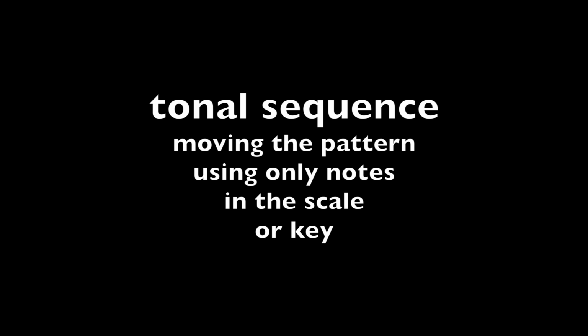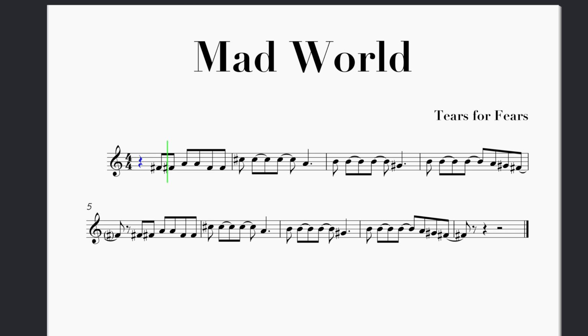A tonal sequence, however, is when we abide by the notes as they appear in the scale or key that we're playing in. Another way to say this is that we're using only the diatonic notes in the key. In our examples, Mad World and Mozart both used tonal sequences.